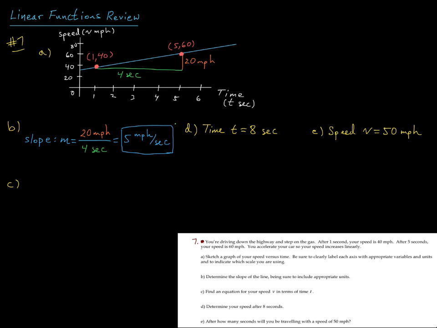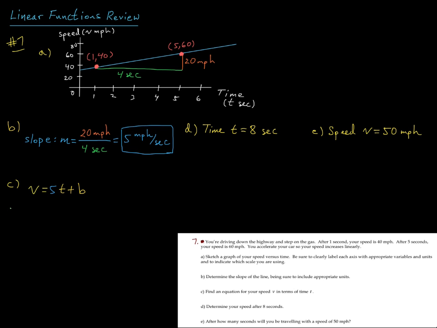All right, now C says find an equation for your speed v in terms of t. All right, well, we know our slope here, m is 5, so we know that v is equal to m t, which is 5t, plus the y-intercept b. And it looks like b is about 30-ish. I mean, it's a little hard to eyeball from this graph. Maybe a little bit more than 30.